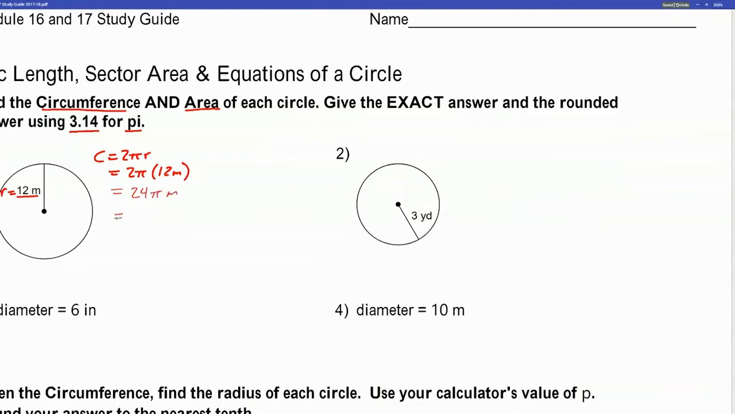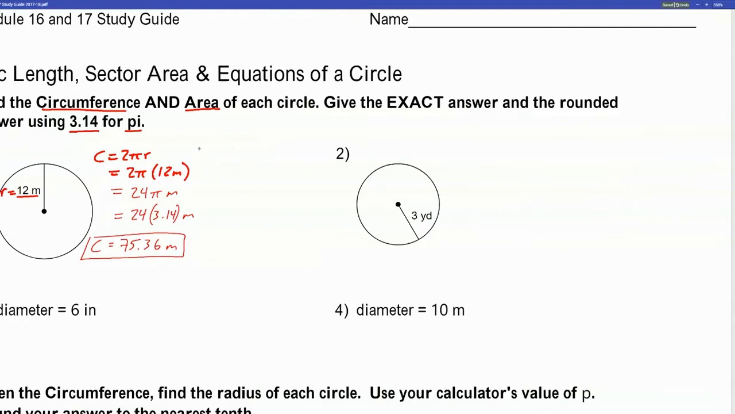And real quick, they're saying use 3.14 for pi, so that would be 24 times 3.14. And don't forget meters. All of this can be done with your calculator. So you should get 24 times 3.14, and for your circumference, 75.36 meters. And there's your answer for circumference.